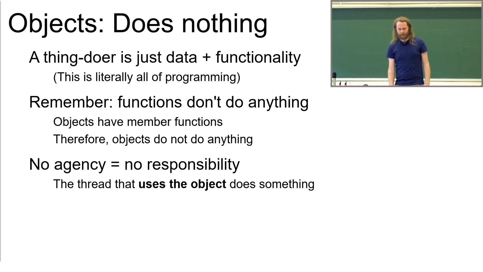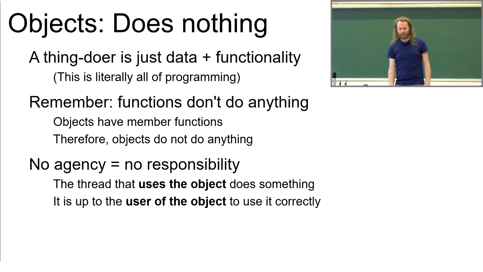Right? So the thread that uses the object is the thing that does something. The thread that uses the object is therefore the thing that has agency. It is also therefore the thing that has responsibility. The object itself doesn't have that. So it is up to the user of the object to use it correctly. It is not up to the programmer who is programming the object to make sure it is being used correctly. It is impossible for the programmer who is making the object to make sure it is being used correctly because they are not responsible for its use.